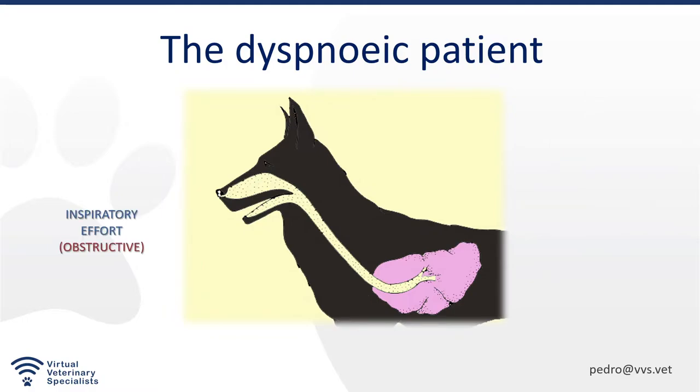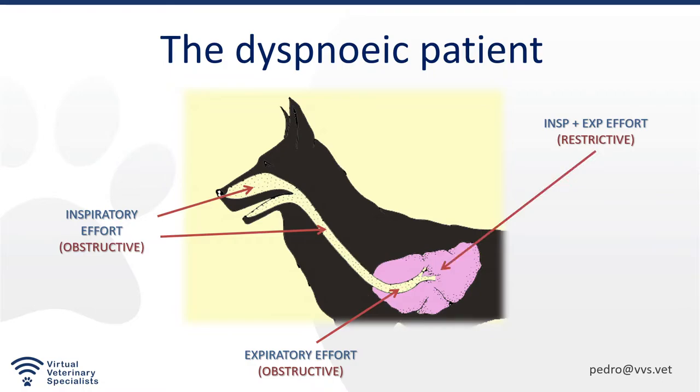If we have upper airway problems, usually obstruction, we will have an obstructive pattern with an increase in the inspiratory effort, okay? So either coming from the nose or from the cervical trachea. If we have a problem with the intrathoracic trachea, again, reduction in lumen size, we will have an obstructive pattern, but now with an increased expiratory effort. Both of them cause a sound that makes it easier to identify these two problems.